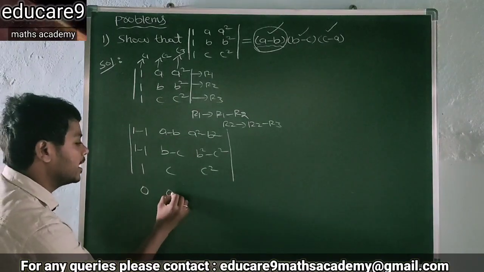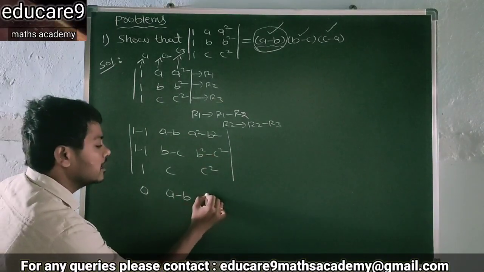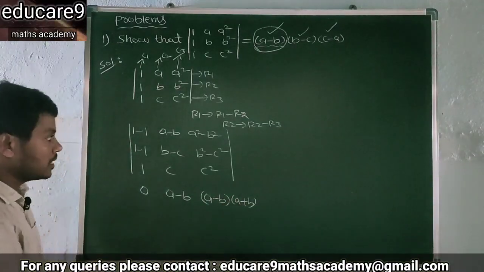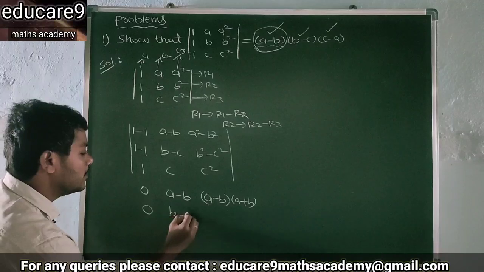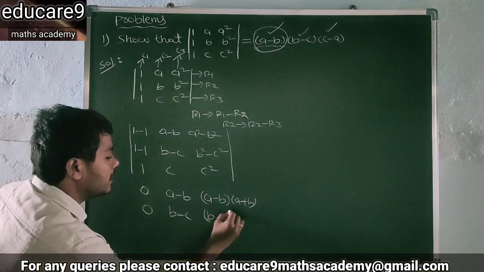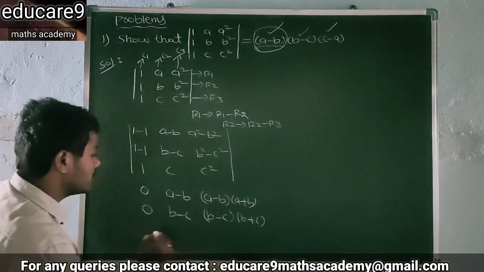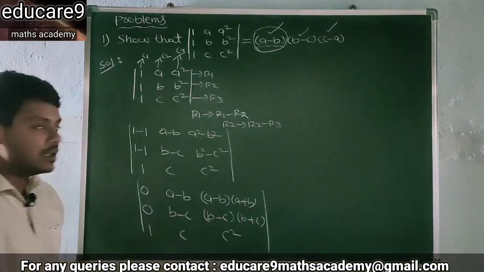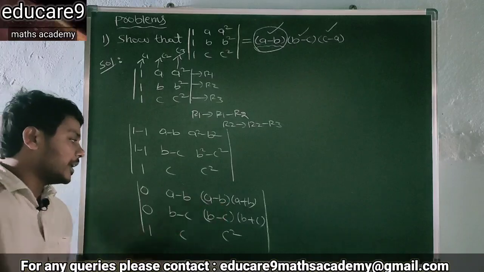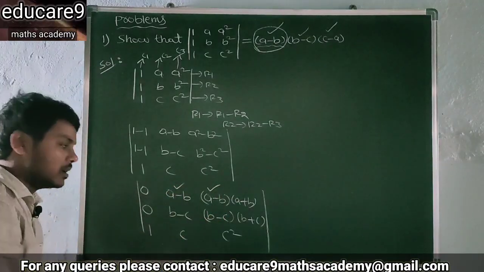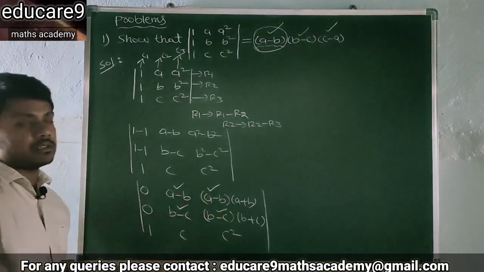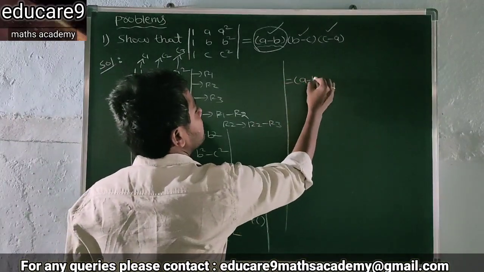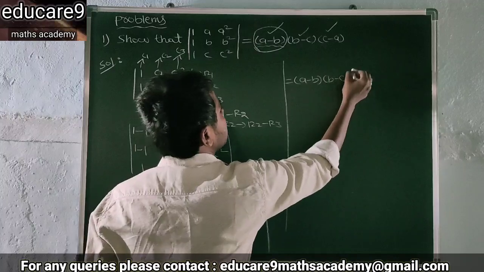This is 0, and this is a minus b, and this is a minus b into a plus b. And here 0, b minus c, b minus c into b plus c. Next 1, c, c square. So clearly from the first row a minus b is common, and from the second row b minus c is common. So that is a minus b into b minus c.